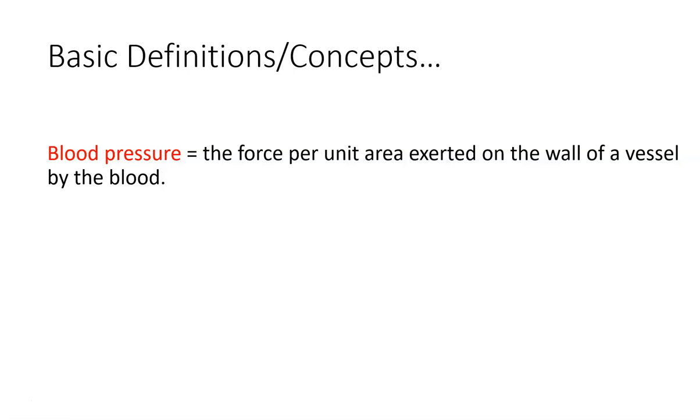So blood pressure is basically the force per unit area exerted on the wall of a vessel. We need blood pressure. Blood pressure is what allows blood to flow. And blood pressure is what the heart is doing. By exerting a force, the heart is exerting pressure, and that pressure is going to allow blood to move.